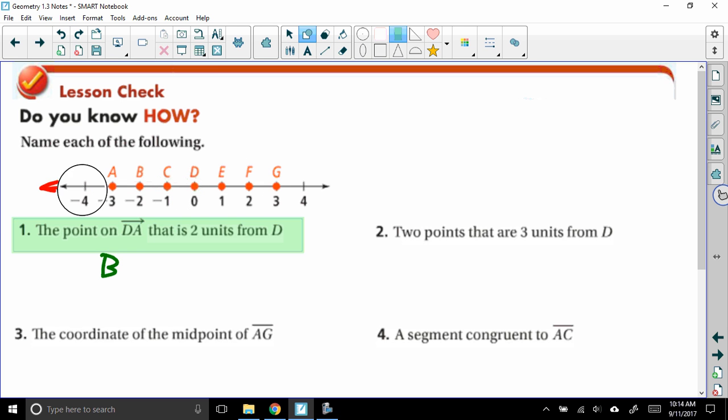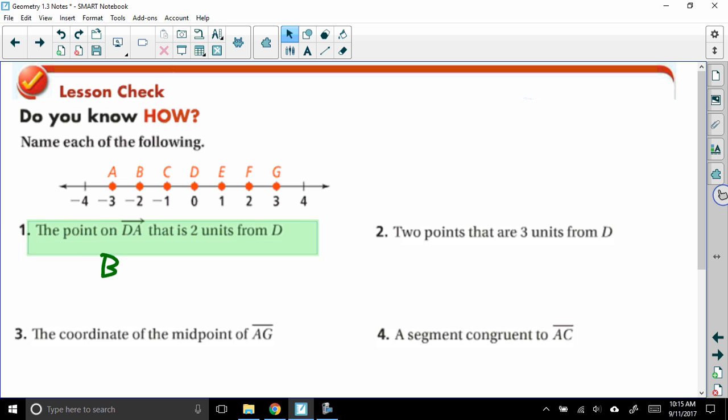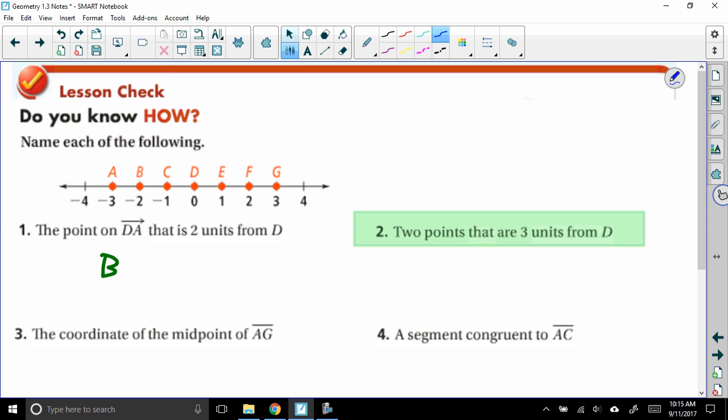Two points that are 3 units from D. So here's D: 1, 2, 3 units. So G's one of them. We could go 3 the other way: 1, 2, 3. So A. So A and G.